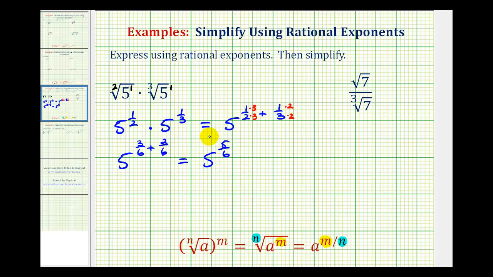Now, because they asked us to write this using rational exponents, this would be our answer, but we could also convert this to radical form if we wanted to. Again, if we did that, because the denominator is 6, we would have the 6th root. The radicand is 5, and this would be raised to the 5th power because the numerator of the fractional exponent is 5. And 5 to the 5th is equal to 3,125. So we could also write this as the 6th root of 3,125.